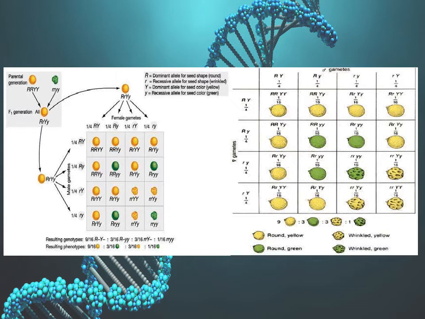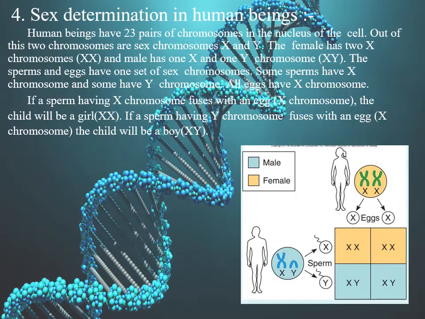round yellow 9, round green 3, wrinkled yellow 3, and wrinkled green 1. So the resulting phenotypic ratio was 9:3:3:1. I think you would have followed this dihybrid cross in a Punnett Square.